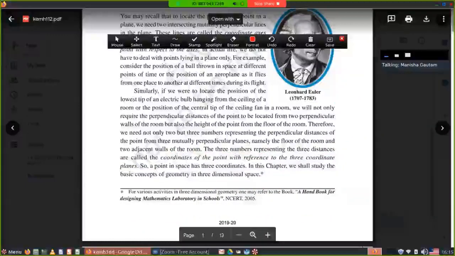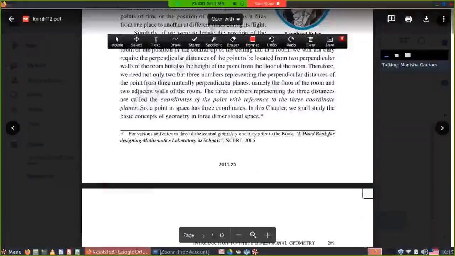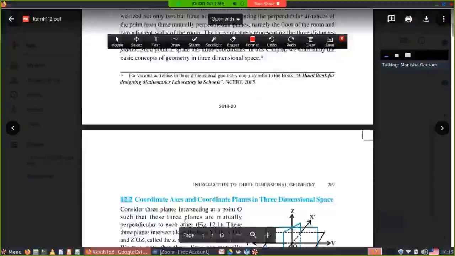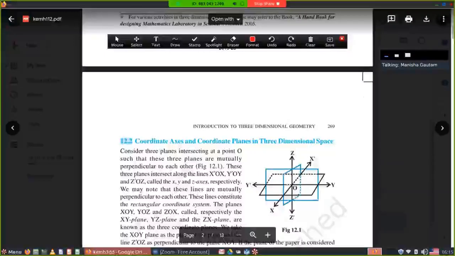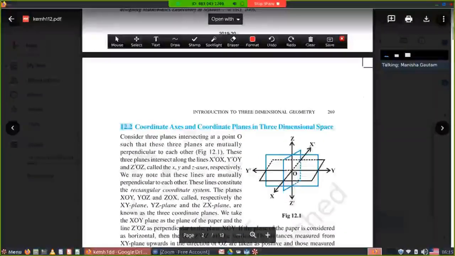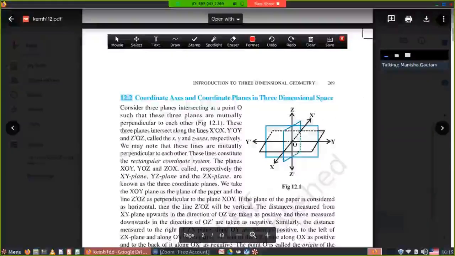If I'm talking about volume, it means three measurements are required: length, breadth, and height. So three-dimensional geometry means we are talking about volume, and when we are talking about only length and breadth, it means two-dimensional geometry, which you have studied in class 10th. Now three-dimensional geometry, how to represent this three-dimensional geometry? Here is a figure given to you.